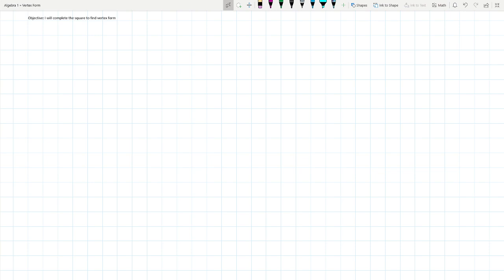This is 9-4. This is the lesson video. Your objective today is that you'll be able to complete the square to find vertex form.